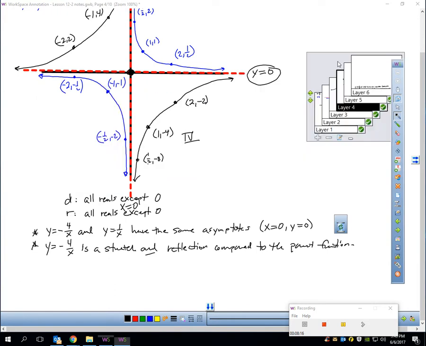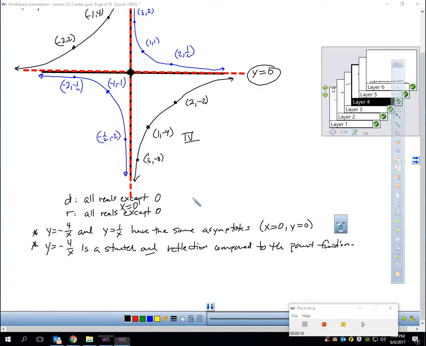I'm going to compare 2 things. How do they open, and where are the asymptotes? Both of these have the same asymptotes. They're both at x is 0 and y is 0. And y equals negative 4 over x is stretched because of the 4 and reflected because of the negative compared to the parent function. So you've done stuff like this. You've just done it for linear equations and linear functions. You've done stuff like this for exponential functions. And you've definitely done the same stuff for square root functions. Now, I'm just having you do it for rational functions.